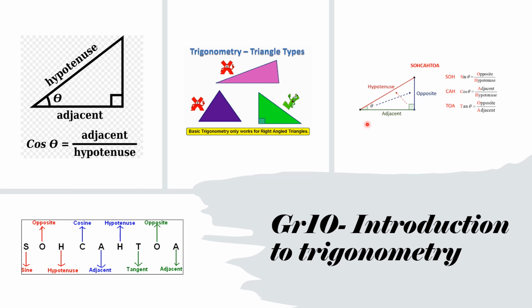And so we have a special mnemonic that is called SOH CAH TOA. SOH CAH TOA is a helpful mnemonic for remembering the definitions of the trigonometric functions sine, cosine, and tangent. Sine, which is SOH, is opposite over hypotenuse. Cosine is adjacent over hypotenuse. TOA, tangent, is opposite over adjacent.